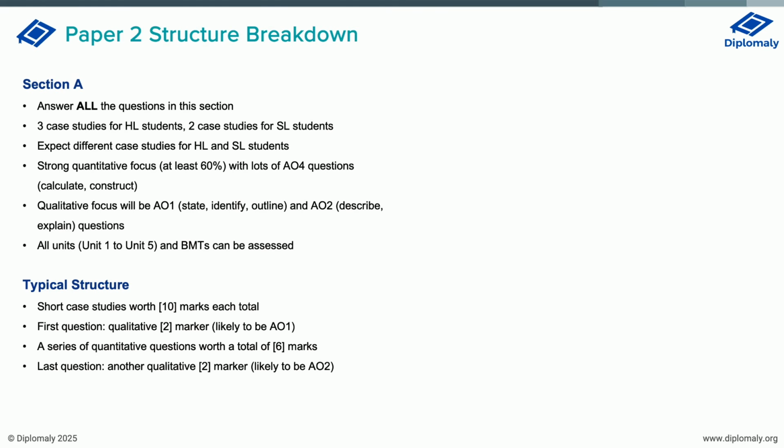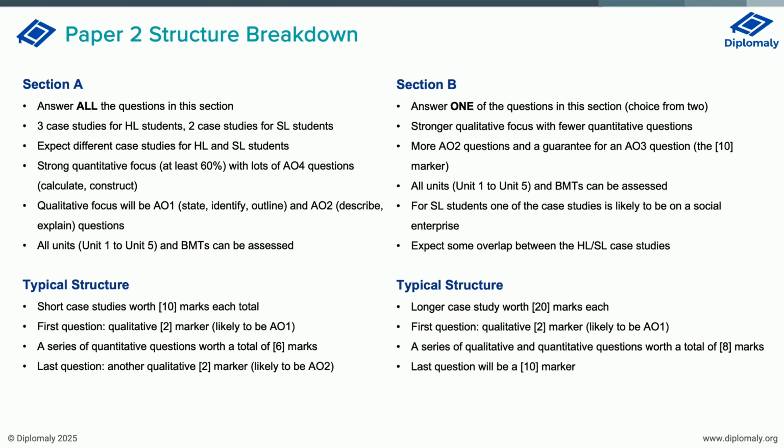If we move on to section B, you'll be given 2 case studies here. It is very, very important that you only choose to do one. You do not need to answer both and will receive no extra marks for doing so. Section B case studies typically have a greater qualitative rather than quantitative focus. Therefore, you'll get more AO2 style questions and you're guaranteed to get an AO3 question, and that's your 10 marker. Just like section A, all units and the BMTs can be tested.